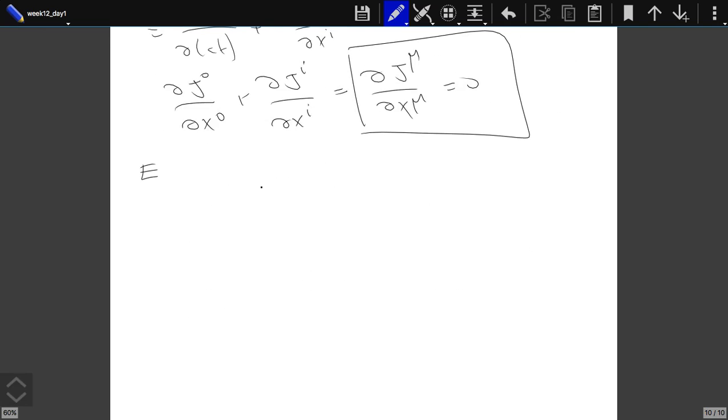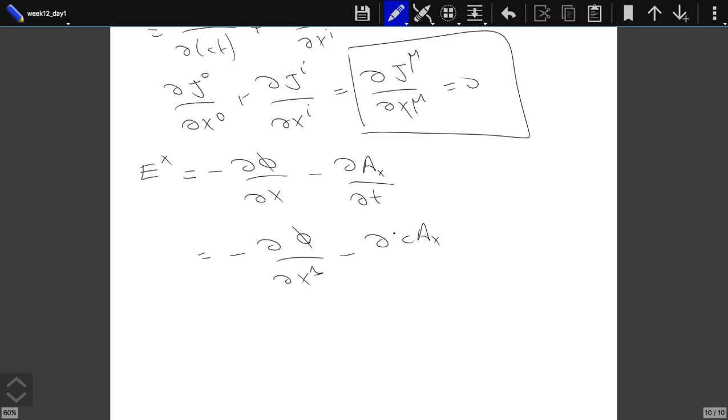Now let me look at the electric field, the x component of the electric field. This is equal to minus ∂φ/∂x minus ∂A_x/∂t. Now let me keep it like that. This is equal to minus ∂φ/∂x^1 minus ∂(cA_x)/∂(ct), or x^0.